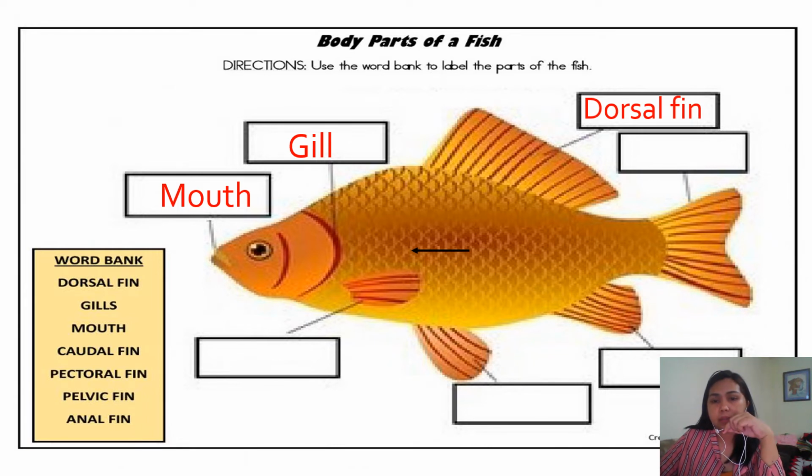Dorsal fin, the caudal fin, scales, pectoral fin, pelvic fin, and the anal fin. Anal fin po itong part na ito, natakpan lang po ng aking mukha.